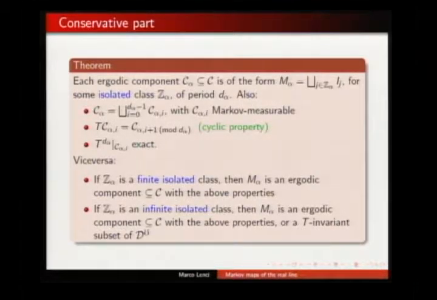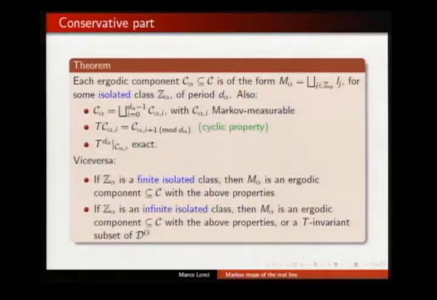And by the way, this d alpha is the period of the essential class. But then you have this other phenomenon which occurs because you have an infinity, if you wish, because your Markov chain has infinitely many states. You can have an isolated class that is infinite. Well, it could do the same thing as before, or it could be a T-invariant subset of d mo, which is the dissipative part for which the orbits go to infinity.